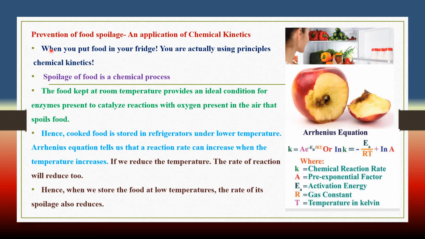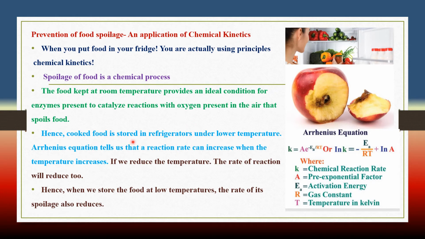The third application is prevention of food spoilage. Prevention of food spoilage is also based on the principle of chemical kinetics. When you put your food in a refrigerator, you are actually using the principle of chemical kinetics. Spoilage of food is a very normal chemical process. Food kept at room temperature provides ideal conditions for enzymes present to catalyze reactions with oxygen present in the air, and that spoils food.